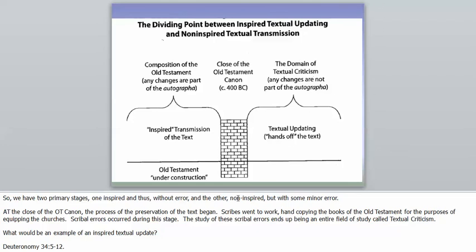So what I do here is give you one example of what would be an inspired textual update. That would be the account of Moses' death in Deuteronomy 34, starting in verse 5. So Moses, the servant of the Lord, died there in the land of Moab, according to the word of Yahweh. He buried him in the valley in the land of Moab opposite Beth Peor, but no man knows his burial place to this day.